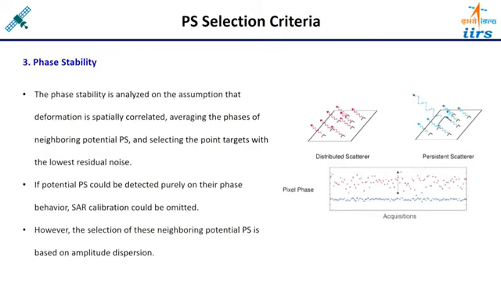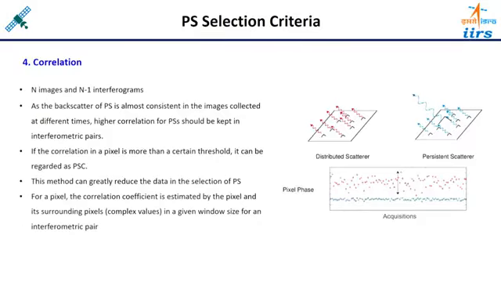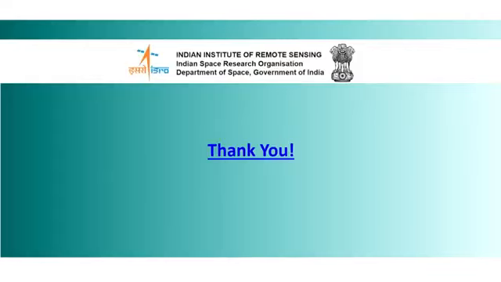This is phase stability. Based on the phase stability itself, you can identify the pixels. This is another correlation based analysis, or you can say coherence based. This is also very simple. You can just put a threshold over the coherence values. Let us say you put a coherence threshold of more than 0.8, it means those are highly correlated points, or you can say PS points.